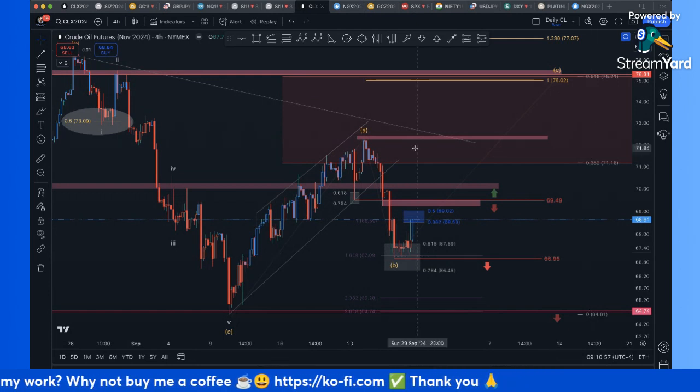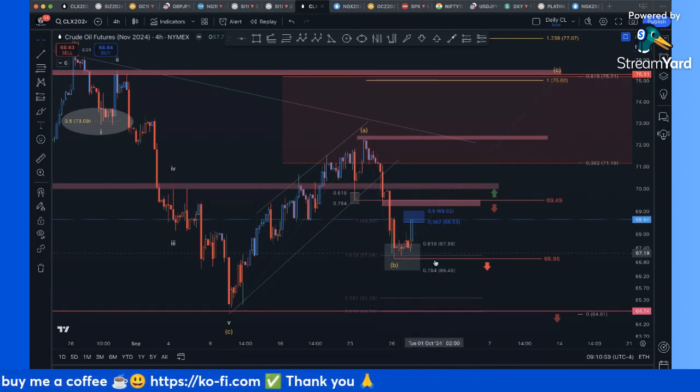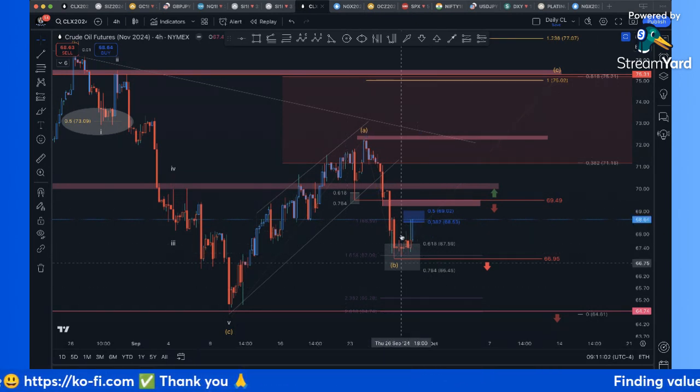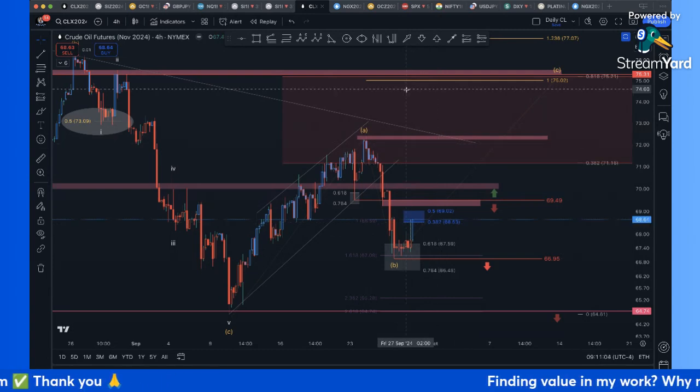So we'll know, unless it just completely gaps down and keeps going, which I find less likely than it going higher. But whatever, it's not up to me.